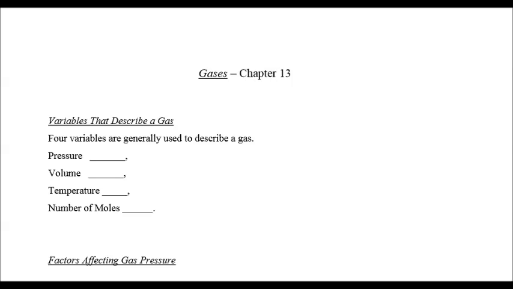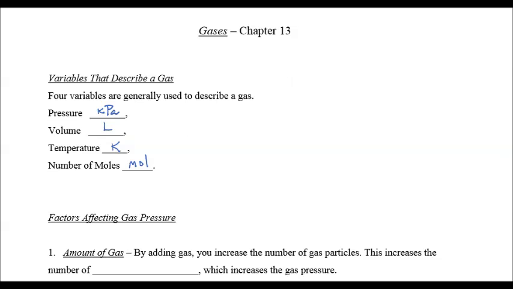So when we discuss a gas, we talk about generally 4 variables: pressure, and pressure will be measured in the unit of a kilopascal. We can talk about volume, which is measured in liters. We can talk about temperature, which is measured in Kelvin, not Celsius. And we can talk about the number of moles, which has the abbreviation MOL. We are going to look at each of these variables and see how they affect gas pressure.